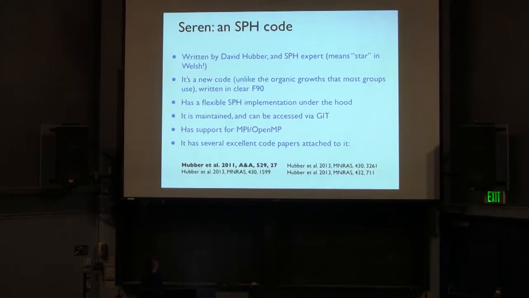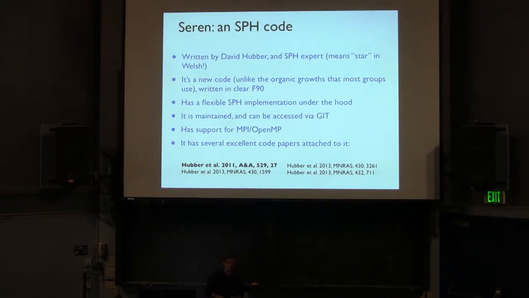Okay. So what is Serin? It is a code written by David Hubber. It started off when he was in Cardiff. David is a Welshman, so he picked a Welsh name, and Serin means star in Welsh because it was used for doing star formation. One of the other reasons why I picked it this week is that it's new. It isn't one of these old legacy codes such as the one I used in my PhD, which was a derivation of Willy Benz's code.